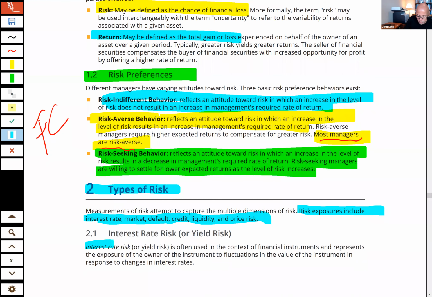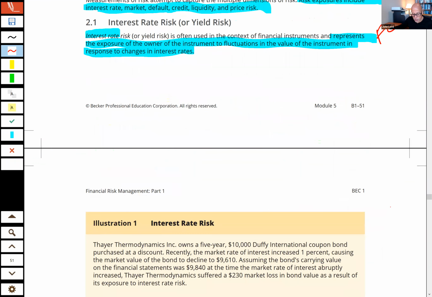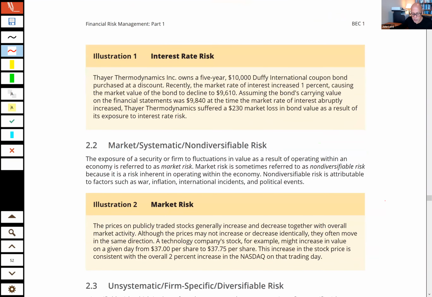So let's start with interest rate risk, and it represents the exposure of an owner of an instrument to fluctuations in the value of the instrument in response to changes in interest rate. Go ahead and flashcard that so that you realize that that is a type of risk and what the definition is. And Becker does a pretty good job with these as we go along, giving us some examples.